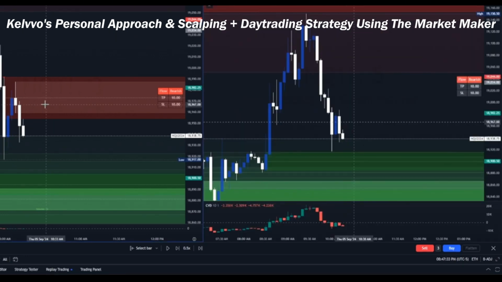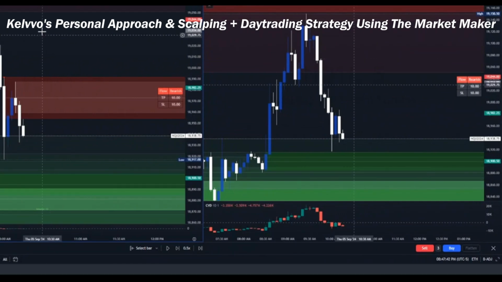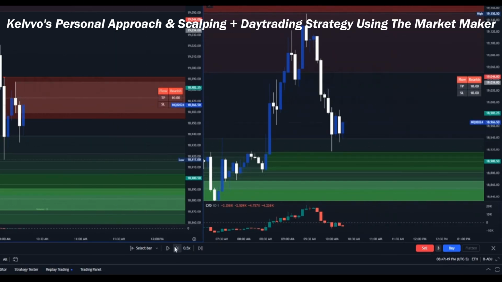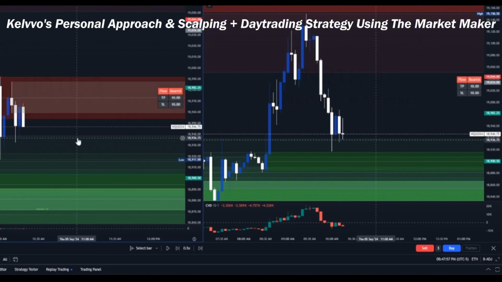So for me, I did this off of price action to see how price reacted towards this area. I got filled at 18,969.75. As you can see over here, waiting for price to play off of it. As soon as I saw this area of rejection right off the middle, that is when I took it.